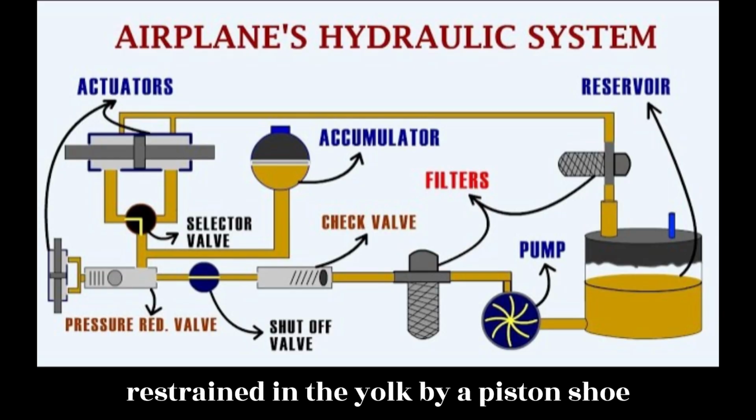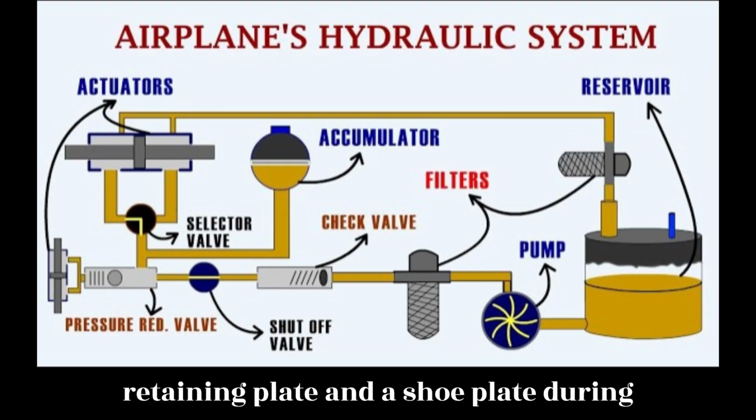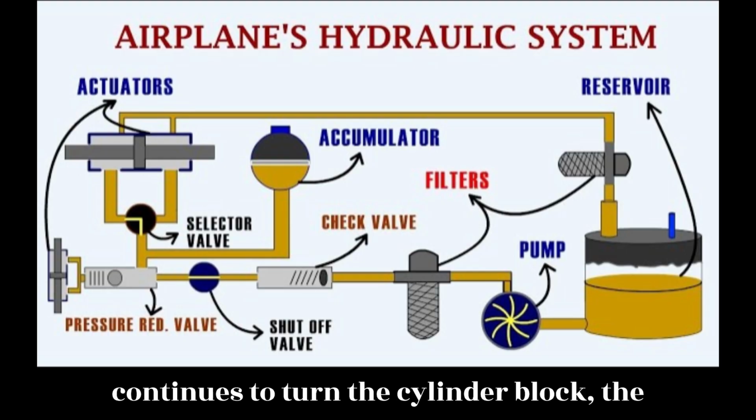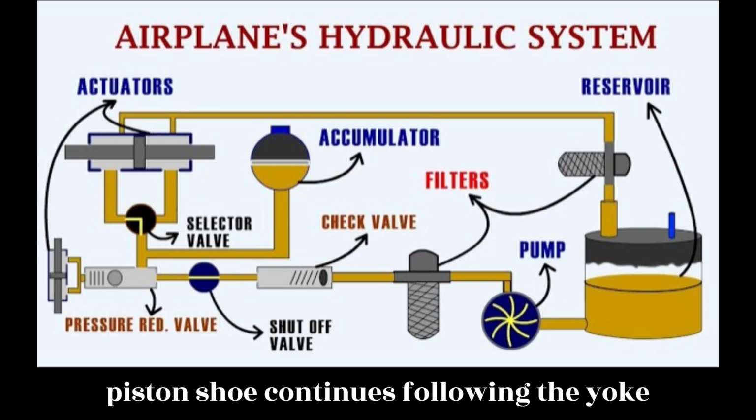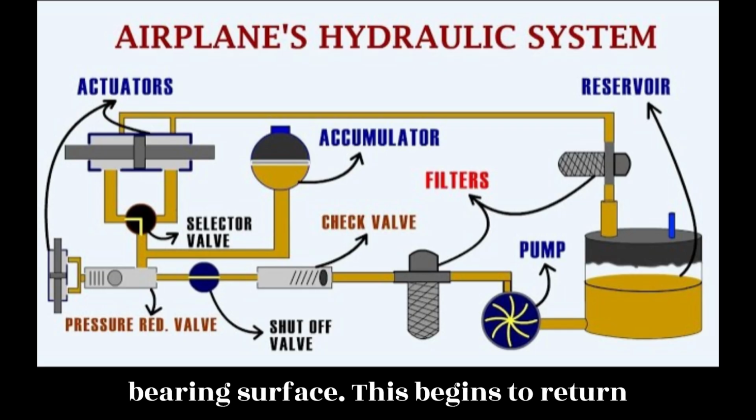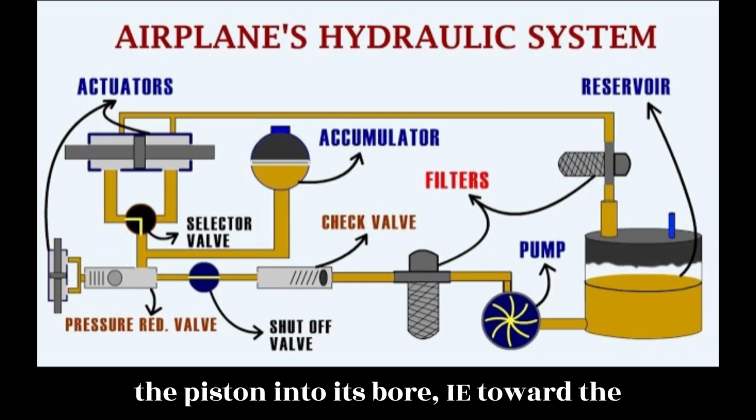The piston shoes are restrained in the yoke by a piston shoe retaining plate and a shoe plate during the intake stroke. As the drive shaft continues to turn the cylinder block, the piston shoe continues following the yoke bearing surface. This begins to return the piston into its bore, i.e., toward the valve block.